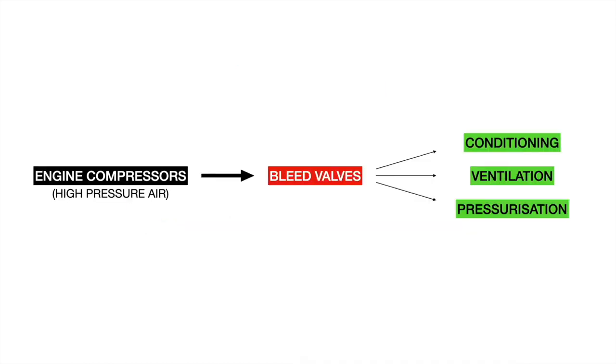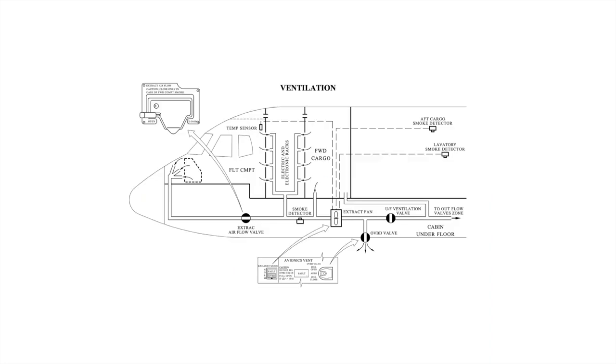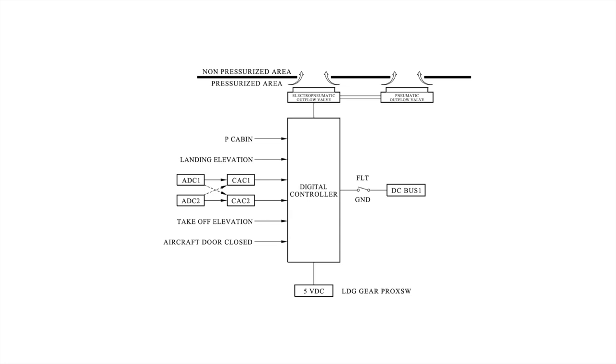So what happens is that the pneumatic system takes compressed air from the engine compressors and delivers it through the bleed valves for conditioning, ventilation and pressurization. The air from the bleed valves is conditioned by the air packs, which reduce the temperature of the bleed air and process it. Then the air is distributed to the pressurized zones of the aircraft. The electric and electronic equipment racks and the cargo compartment are ventilated by the cabin ambient air. A part of this air is then recirculated inside the cabin and the rest of the air is discharged outside the aircraft through the outflow valves. These valves also control the pressurization of the aircraft by opening or closing accordingly.